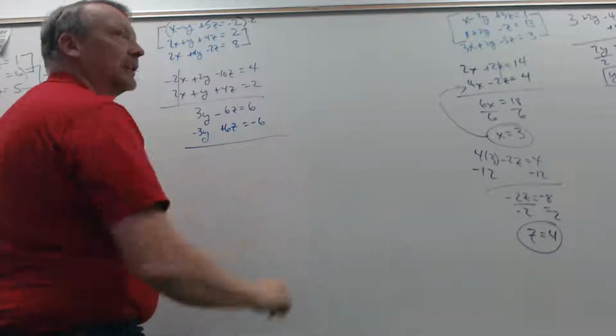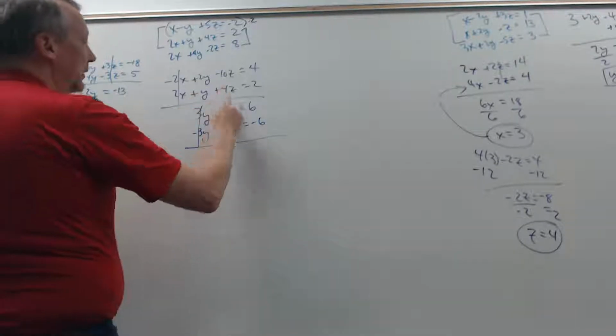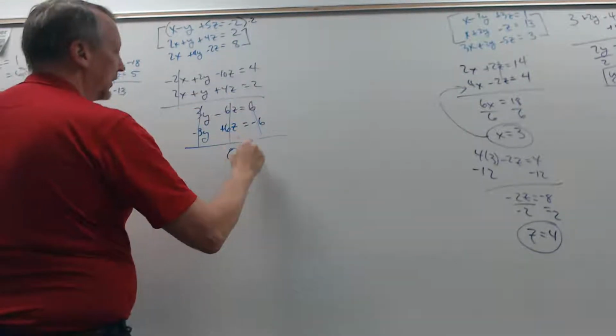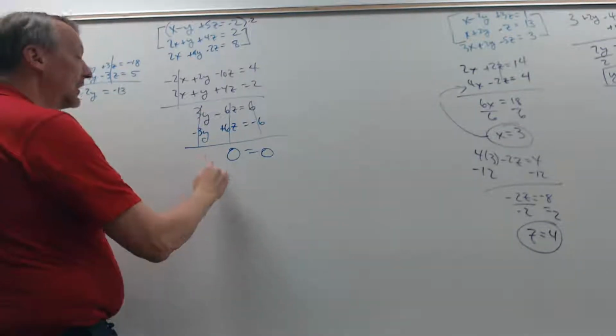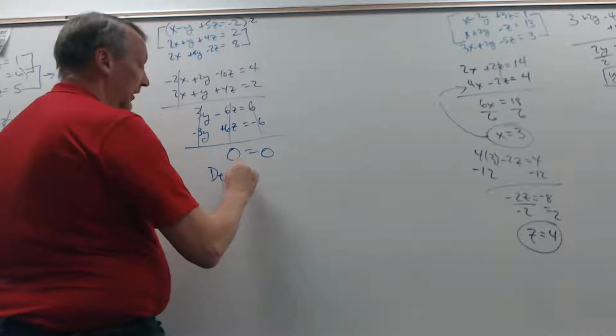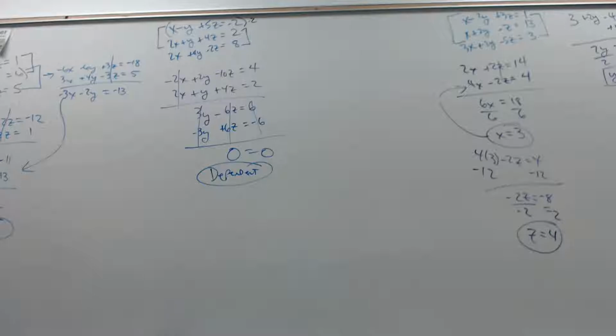Ooh, what happened? Dependent. Those go away, those go away, those go away. I get 0 equals 0, which means dependent. It's a good thing you had all those whispers. Would you have known that without all those whispers? For sure. Okay? Since there's 3 equations, if 2 of them happen to be parallel, it's all dependent.